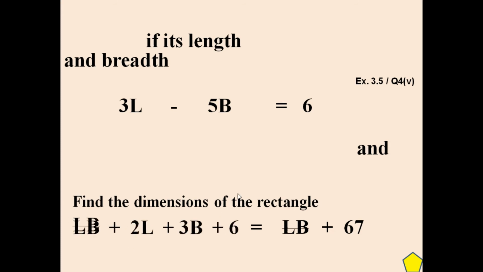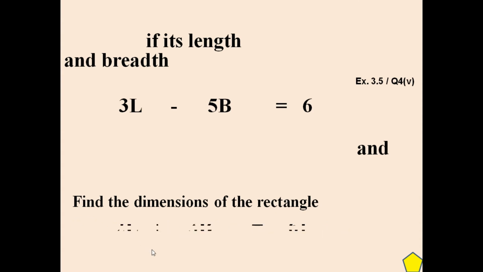LB and LB on both the sides get eliminated. So we are left with this equation. So equation number 1 and equation number 2 are in the variables L and B. They can be solved and we get the dimensions, or the length and breadth, of the rectangle whose problem about area was given to us. So these were direct applications of mensuration.